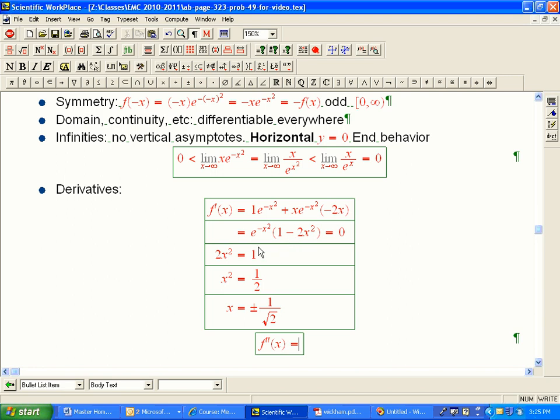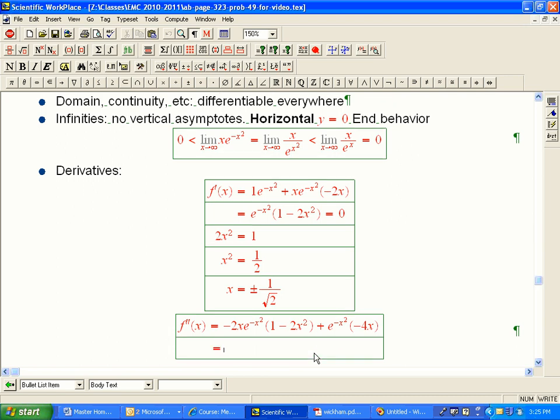Okay, so let's go back to here. Product rule again. Derivative of the first, that's minus 2x e to the minus x squared, times the second part left alone. Oh, this is looking frightening, but it's going to be okay. Now we differentiate that second part, and we just get a minus 4x. Looks messy, but again, let's factor out the common factor.